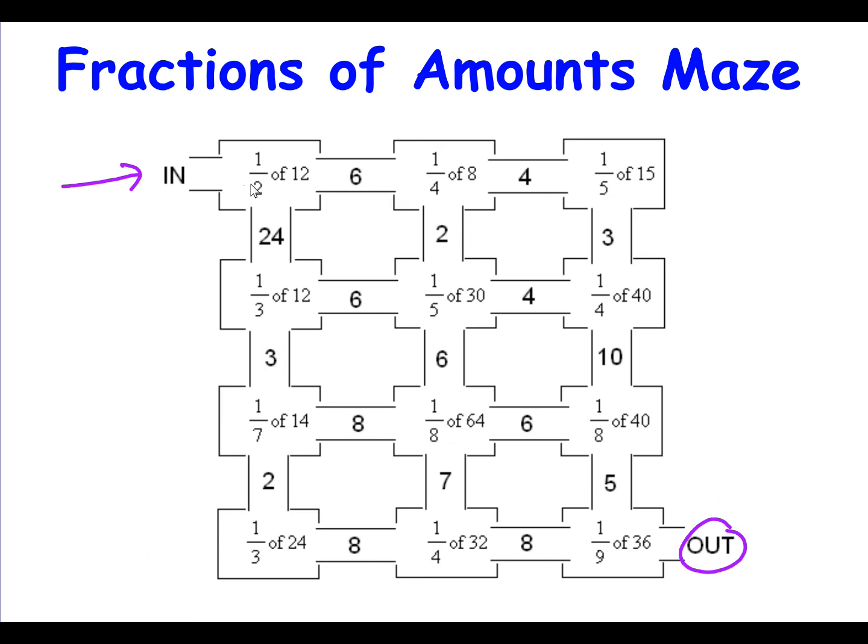So a half of 12 is 6, and then a quarter of 8 is 2. 1/5 of 30 is 6, so we can either go this way or this way, so we'll check them out. 1/3 of 12 is 4, so we need to go this way. 1/8 of 64 is 8.